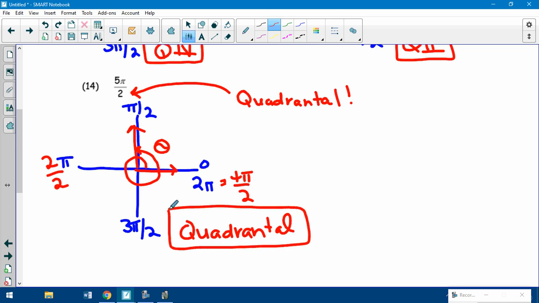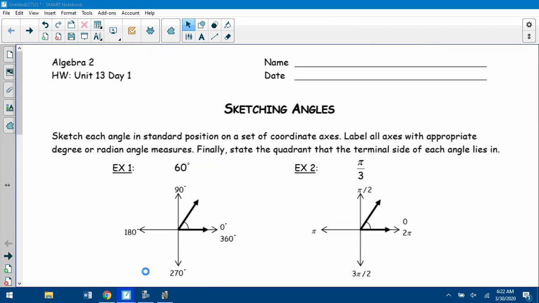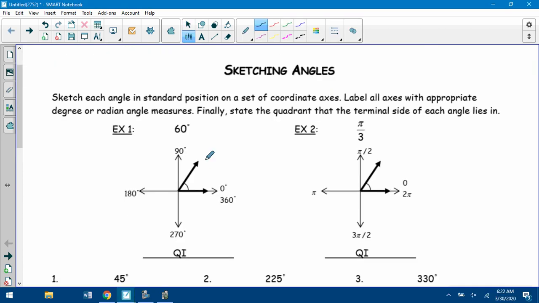All right, that is day 1 of trig. Now your next step is to do the homework. And here it is, sketching angles. I tried to give you two examples of how I want it to look. It says sketch each angle in standard position on a set of coordinate axes. Label all axes with appropriate degree or radian angle measures. So that thing I've been harping on in the whole notes, I give you examples of how I want it to look. State the quadrant of the terminal side.